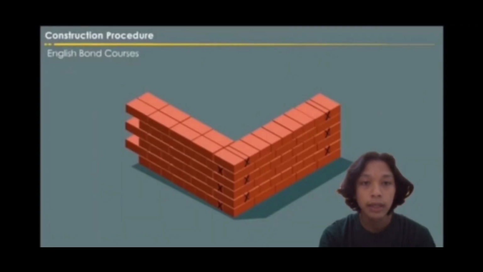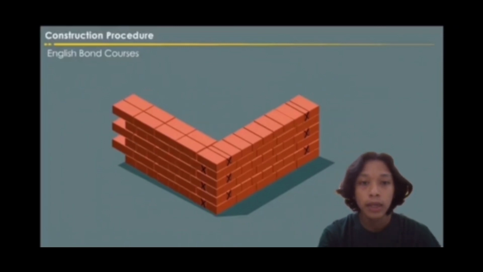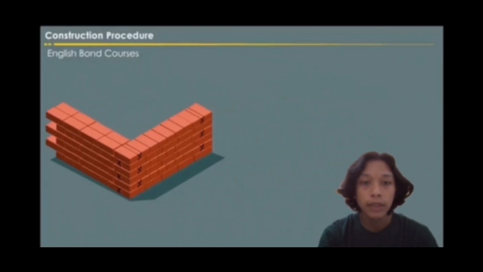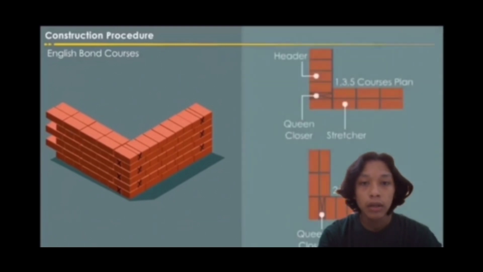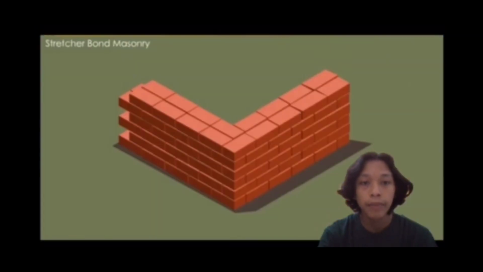Secondly, English bond. In English bond, headers are laid centered on the stretcher in the course below, and each alternate row is vertically aligned. To break the continuity of vertical joints, a closer is used at the beginning and end of a wall after the first header. A closer is a brick cut lengthwise into two halves and used at corners in brick walls.